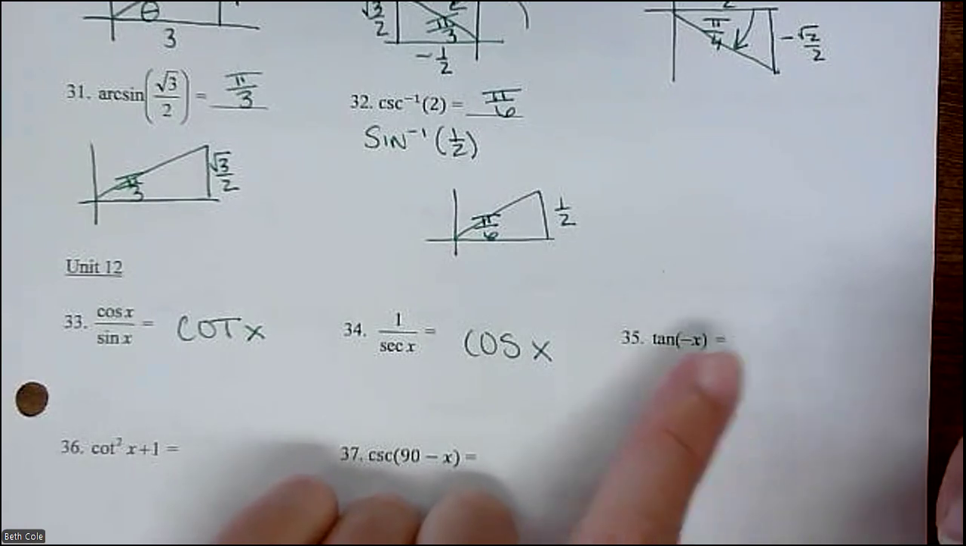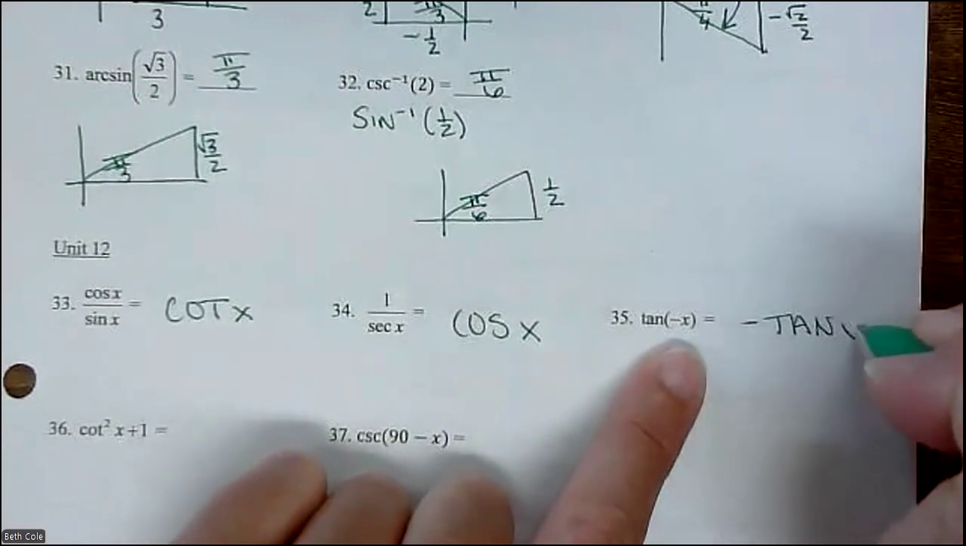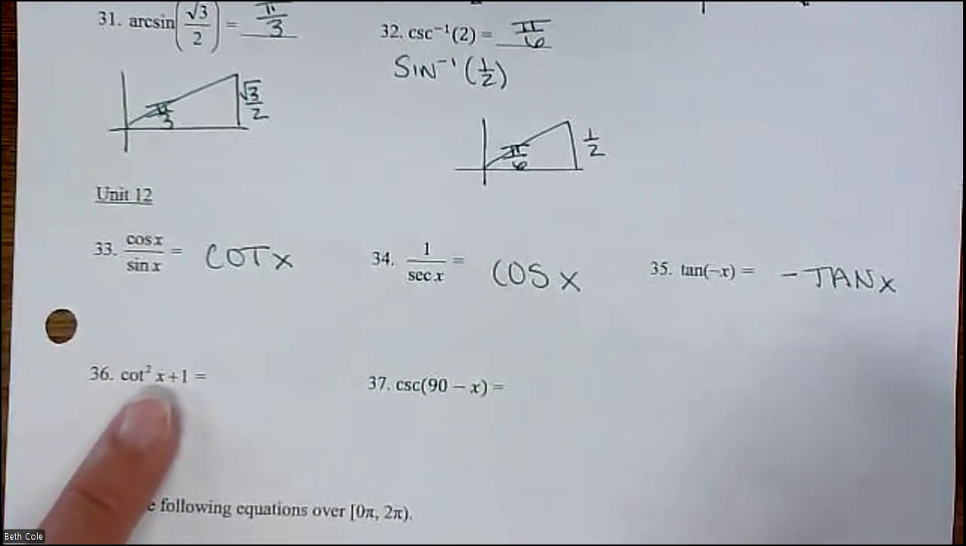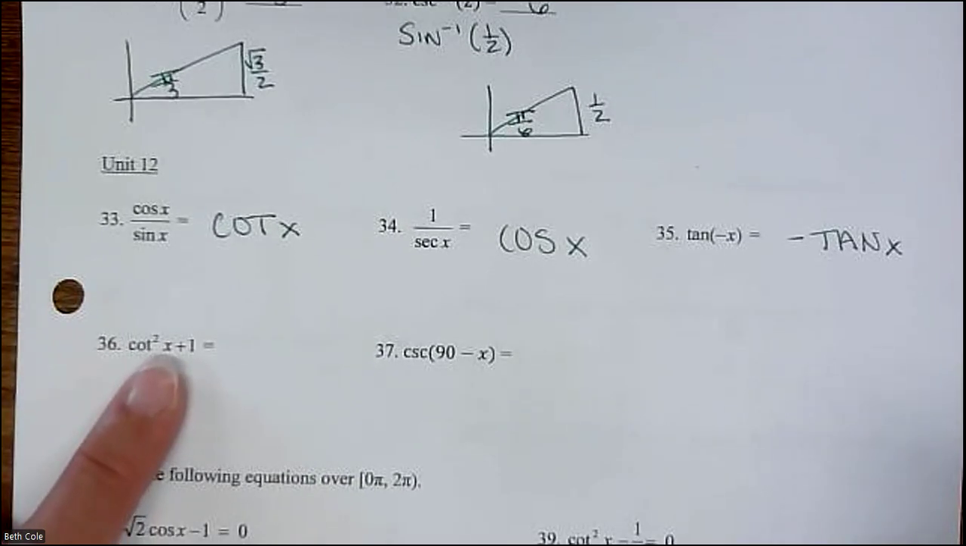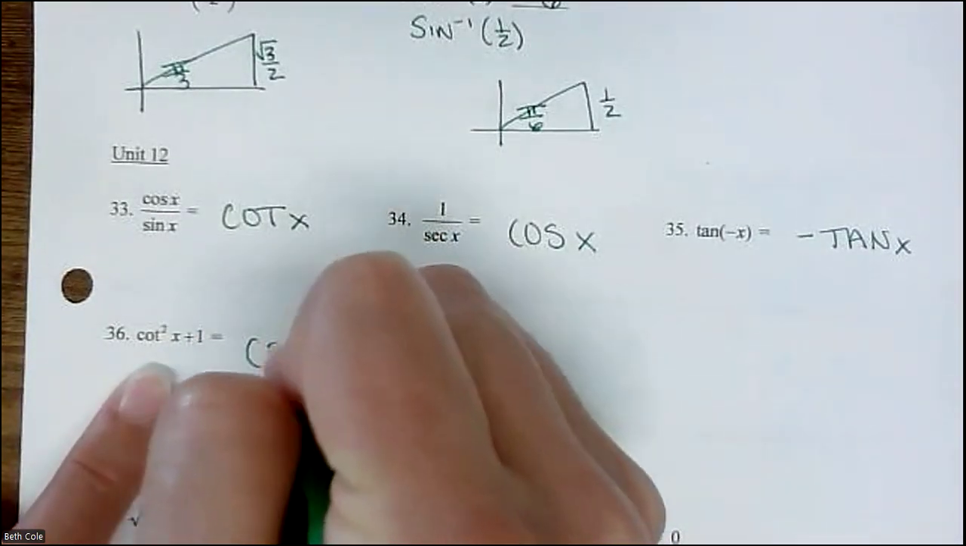The even ones turn positive, the odd ones turn negative. Tangent is odd, so it'll be negative. This is one of the Pythagorean ones. You can either write them all out or you can remember that the cos go together. So this is going to be cosecant squared.